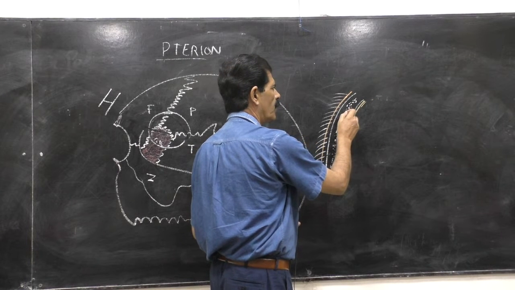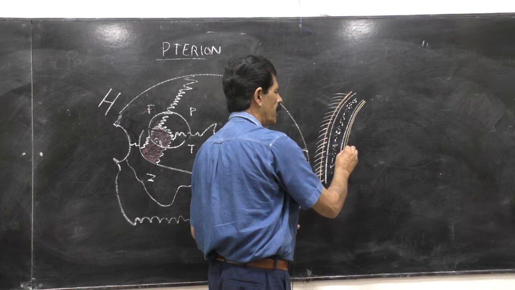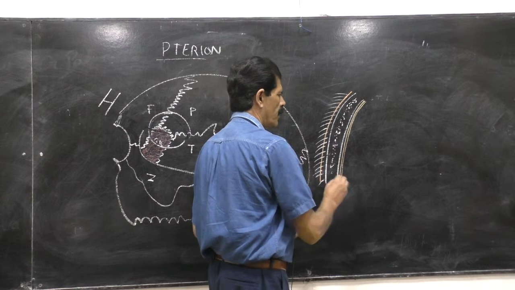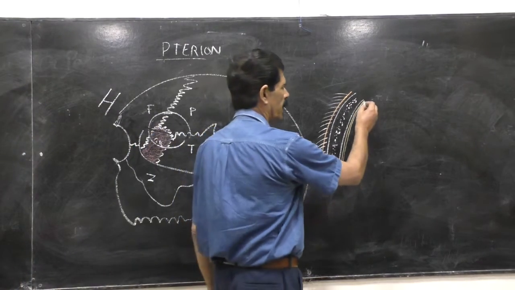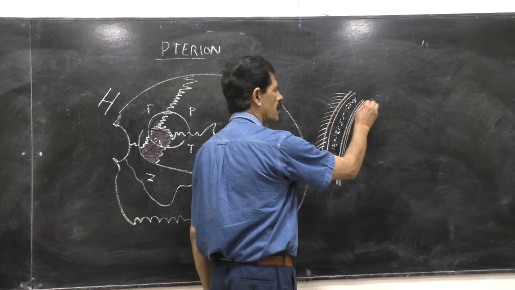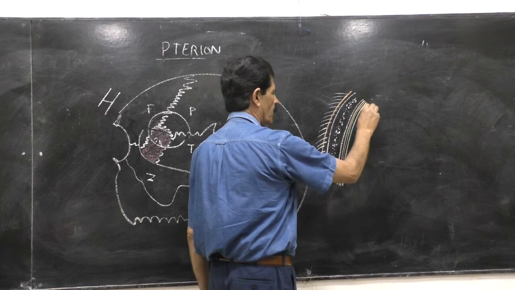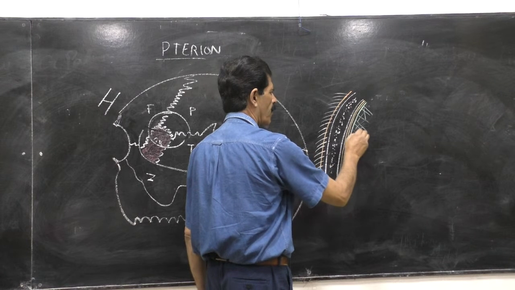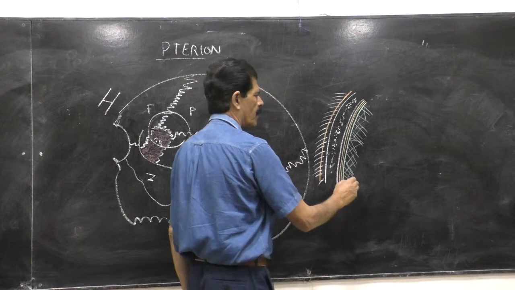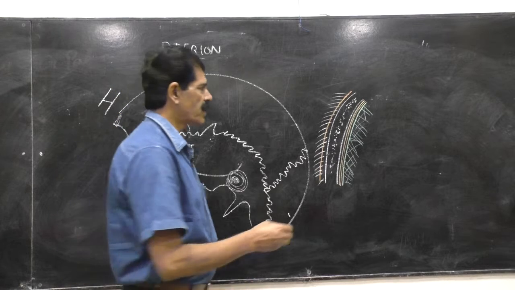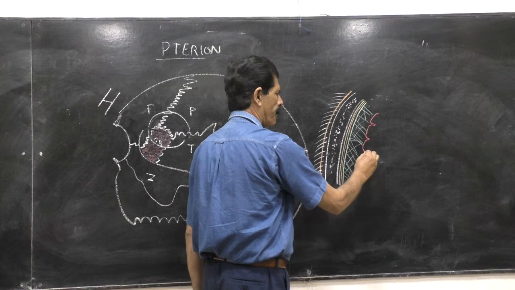The outer one, which is touching the inner table of the skull bone, is called the endosteal layer, and the inner one is called the meningeal layer because it is near the meninges, that is the arachnoid and the pia. Then, touching the inner surface of the meningeal layer of the dura mater is the arachnoid mater with spider web-like projections. That's why its name is derived, arachnoid, from arachnida. And these arachnoid projections touch the surface of the delicate membrane that is called the pia mater.